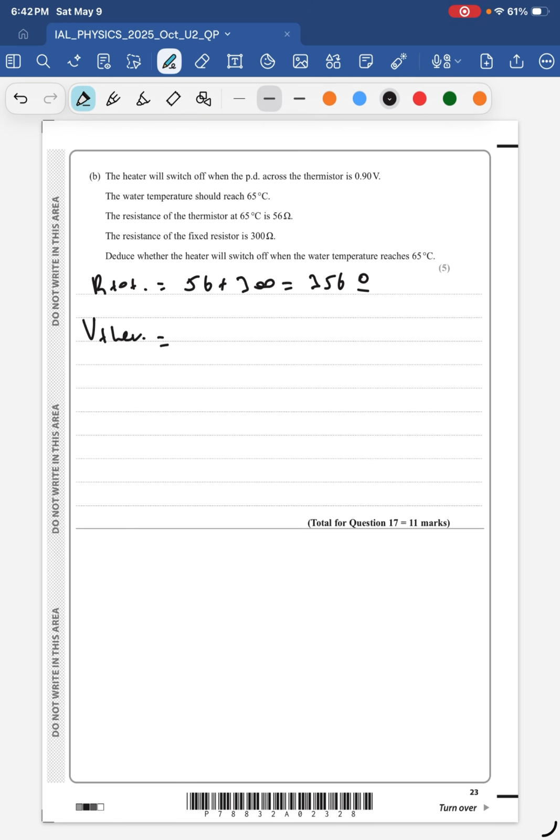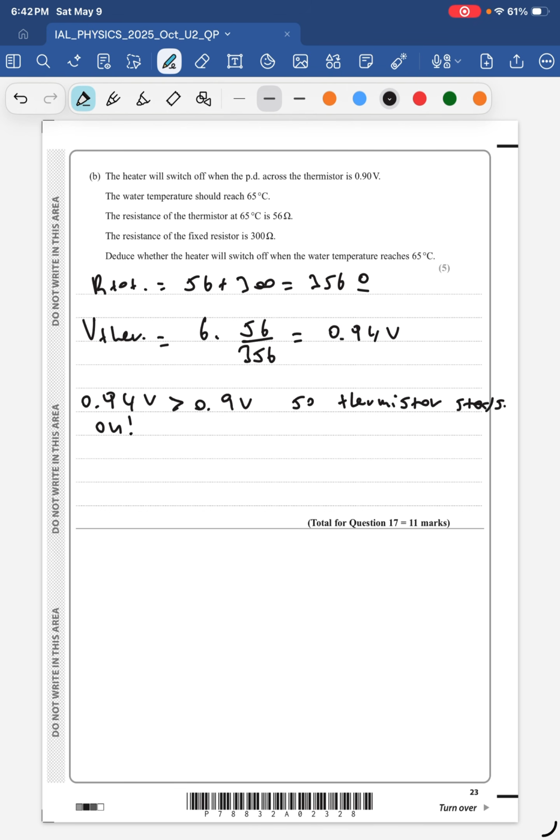Then the potential difference across the thermistor is going to be 6 times 56 over the total resistance, 356. I hope this is clear. If it's not clear, I can provide more explanations in the comment section. So this yields 0.94 volts, but 0.94 volts is larger than 0.9 volts. So the heater stays on, actually. The heater stays on, and that's the answer.